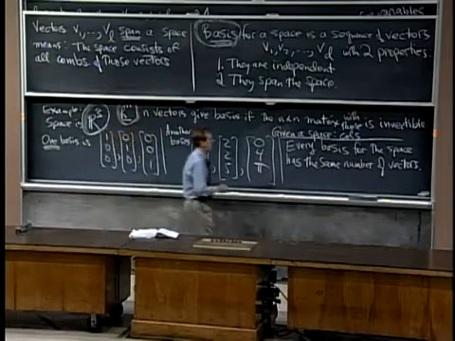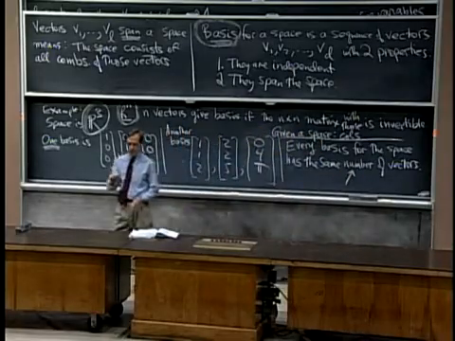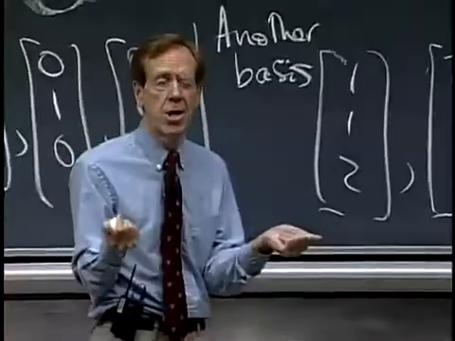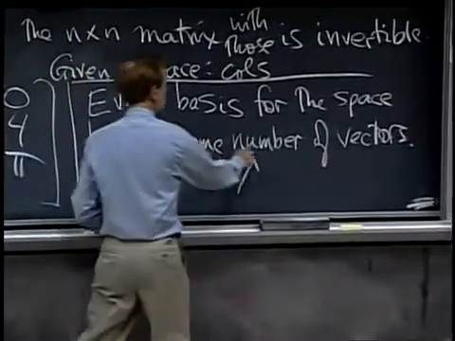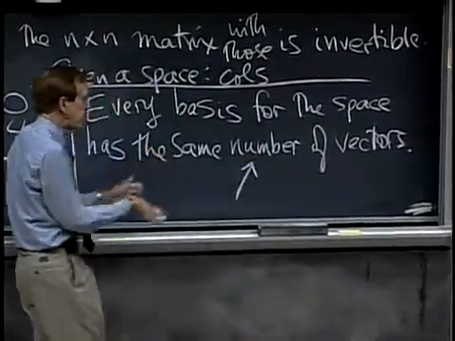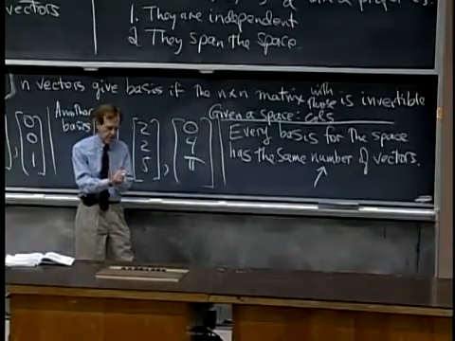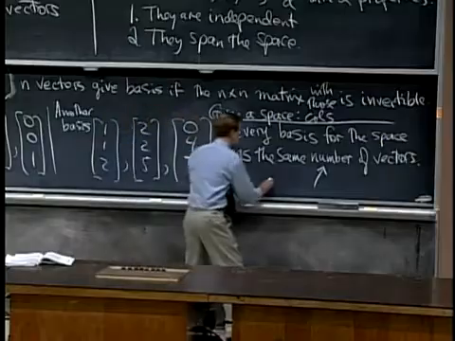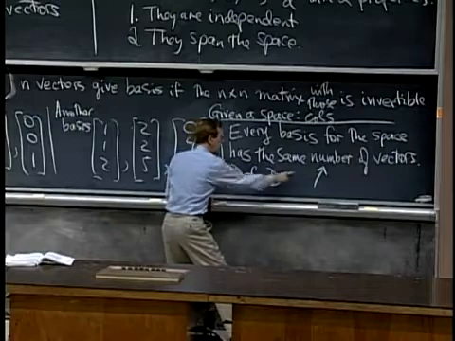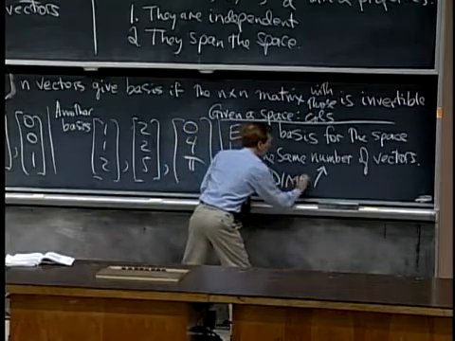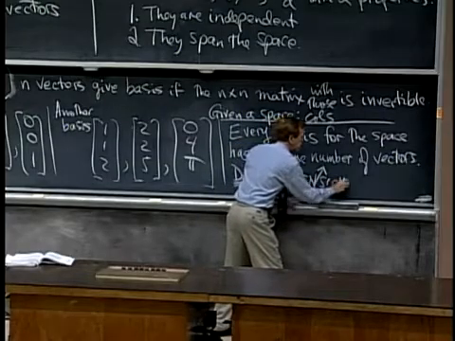And what do we call that number? Now I'm ready for the last definition today: it's the dimension of that space. So every basis for a space has the same number of vectors in it, not the same vectors, all sorts of bases, but the number of vectors is always the same, and that number is the dimension. This is the definition now. This number is the dimension of the space.